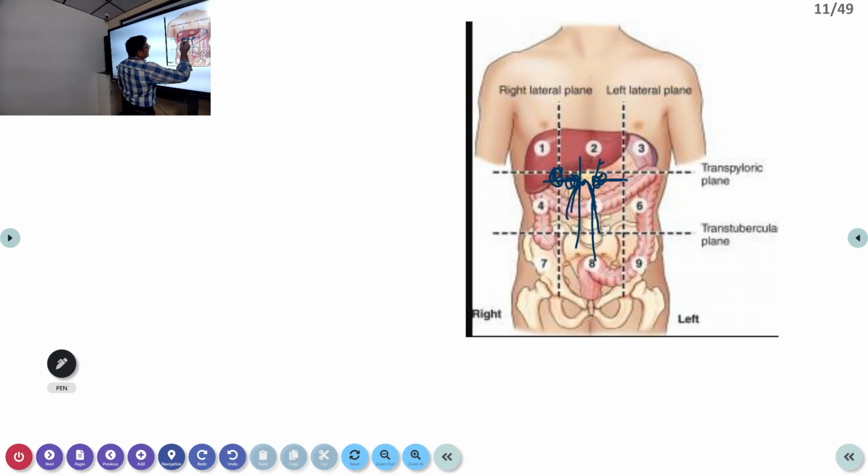The other thing which can be there in the epigastrium, this is the epigastrium. So the left lobe of the liver, the stomach may be there, and the para-aortic lymph nodes may be there. In this part, the para-aortic lymph node.